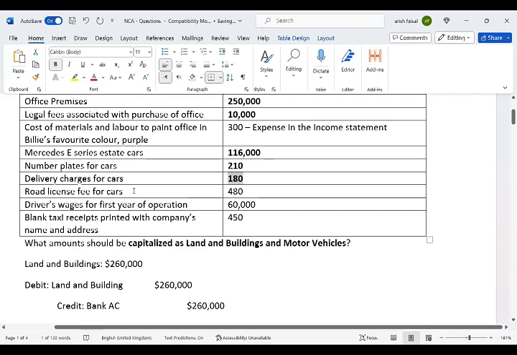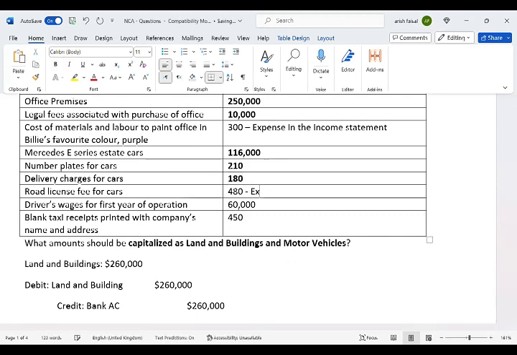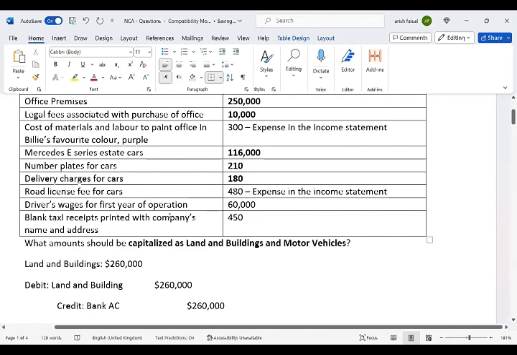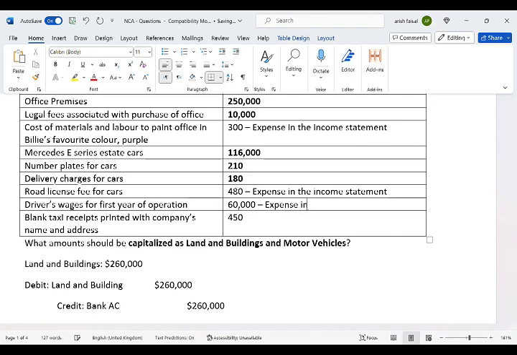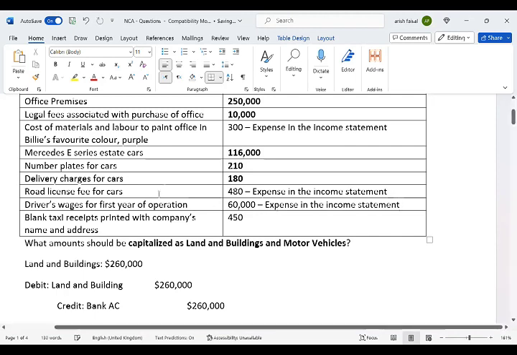However, the road license fee is an annual expense, and you have to pay it every year, and hence this will not be capitalized, and it will be considered an expense in the income statement. Likewise, the driver's wages for the first year of operation, this is also an annual expense done to run the company, and this will also not be capitalized into the cost of the motor vehicle, and will be expensed out in the income statement.